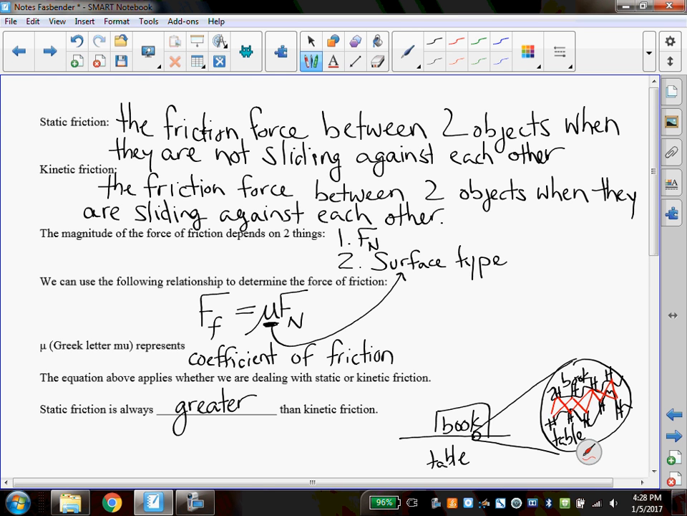and we have to break all of these bonds before we would be able to get the book and the table to move relative to one another. Breaking these bonds is what creates static friction. That's why we need that force to overcome static friction, so that we can break all of those bonds. And that's why it is always going to be greater than kinetic friction.